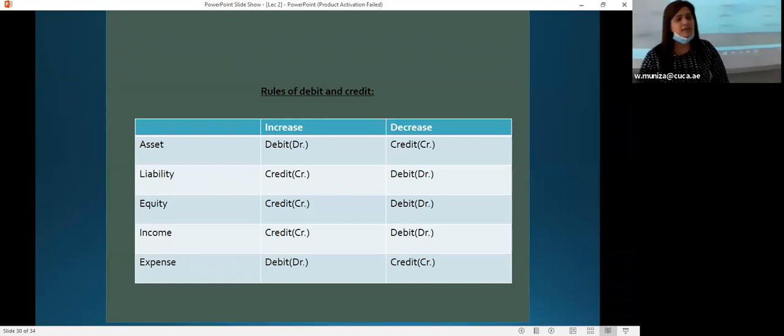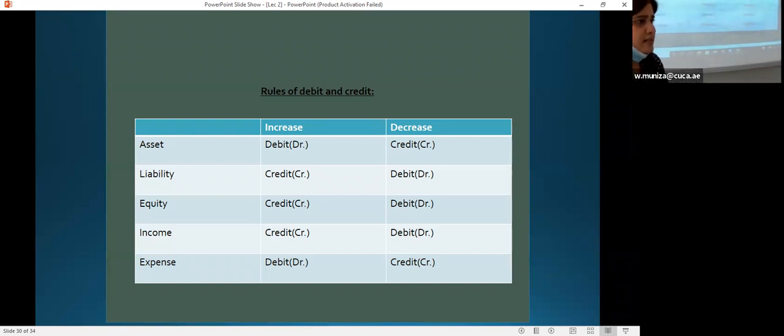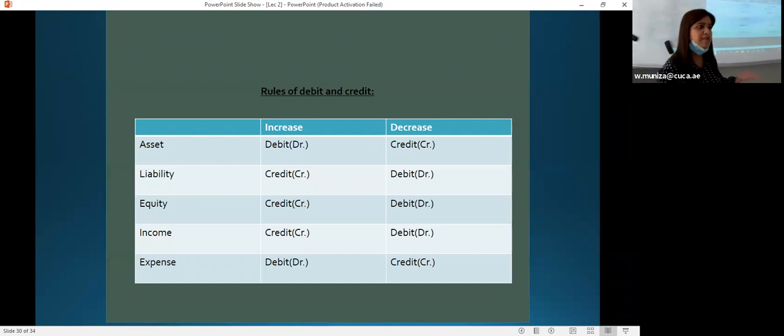Say, for example, the transaction has occurred: the business has received a loan in the form of cash. What is a loan? Loan is a liability. So what do we need to do? We need to credit loan. And what are we going to debit? Loan received in the form of cash.